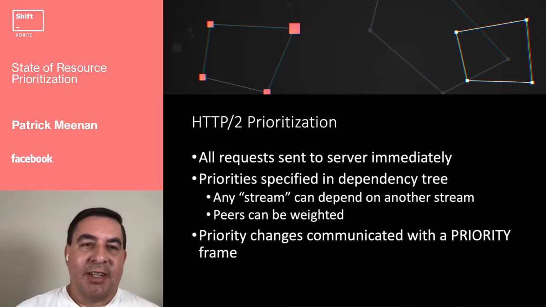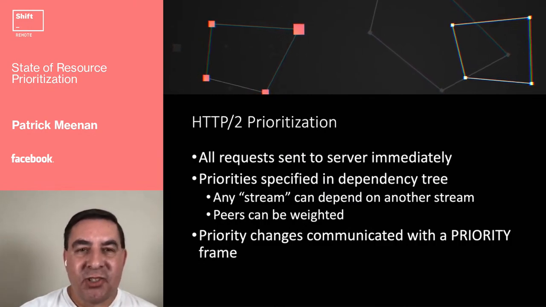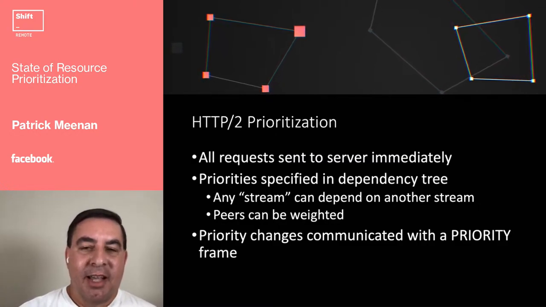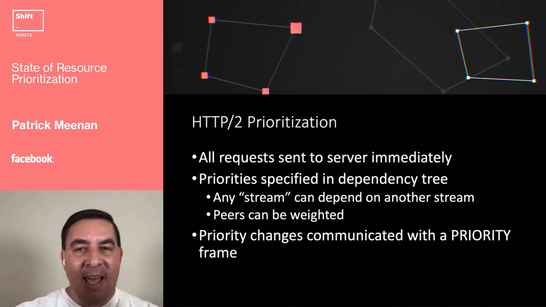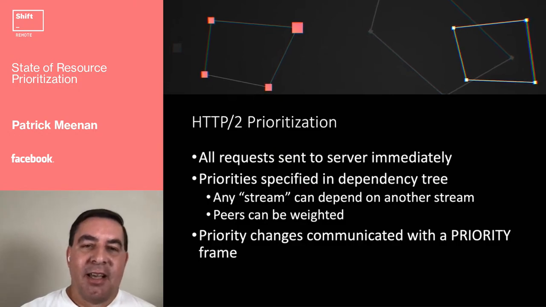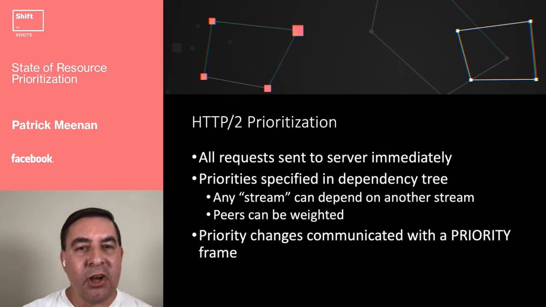With HTTP 2, in theory, the world got a whole lot better. The browsers move a lot of that responsibility up to the server, and they can build up the entire priority tree, if you would. And they send everything to the server at once or as soon as they know about it, and tell the server, this is the order I'd like to get things in. And so there's no delays.